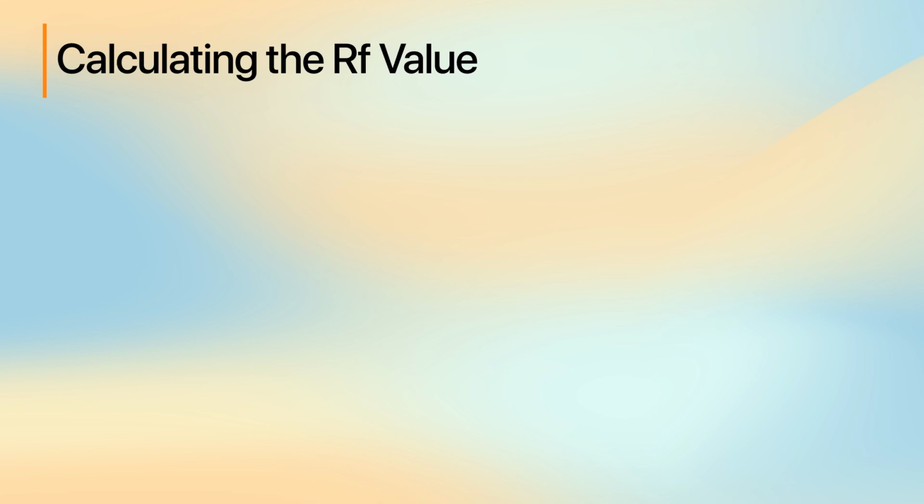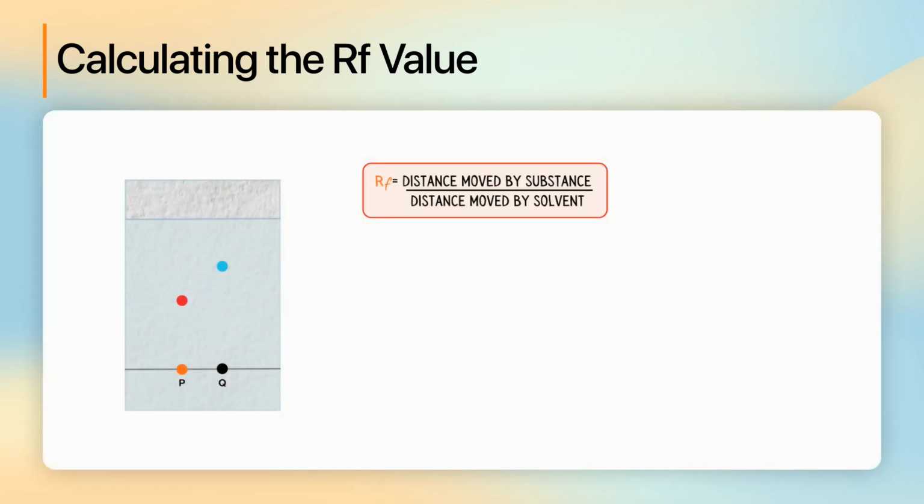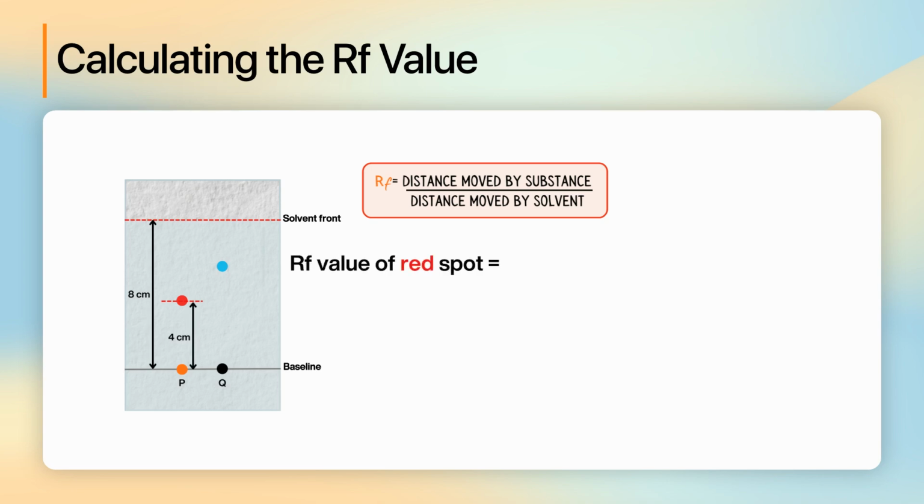Suppose, for example, you have this chromatogram and we want to find the RF values of the red and blue spots. We would first start by measuring the distance from the baseline to the solvent front. In this case, it is 8 centimeters. Next, we can measure the distance from the baseline to the center of the red spot. This comes to 4 centimeters. Thus, we can calculate the RF value of the red spot as 4 divided by 8 equals 0.5.